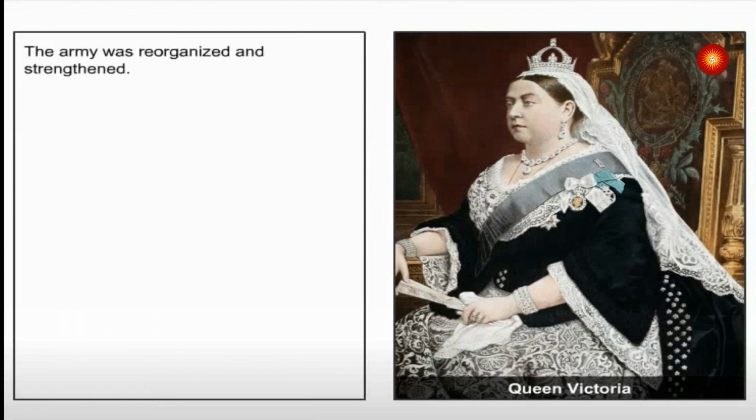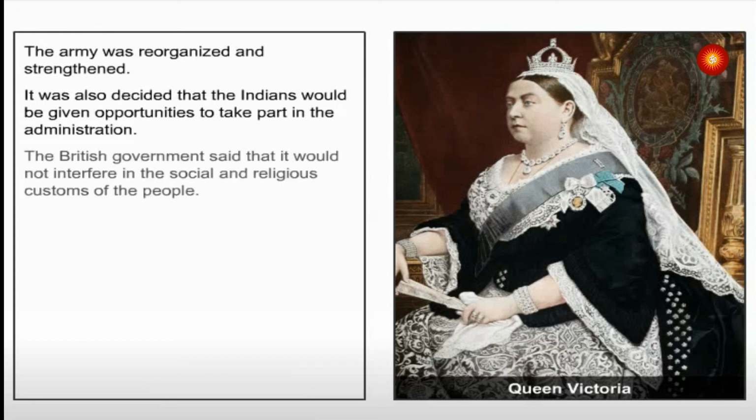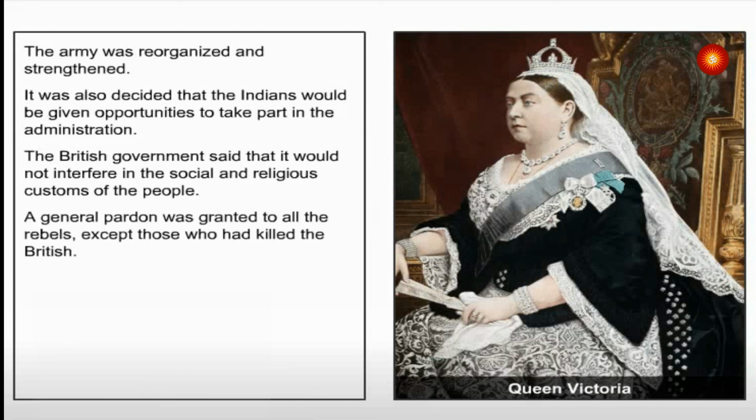The army was reorganised and strengthened. It was also decided that the Indians would be given opportunities to take part in the administration. The British government said that it would not interfere in the social and religious customs of the people. A general pardon was granted to all the rebels except those who had killed the British.